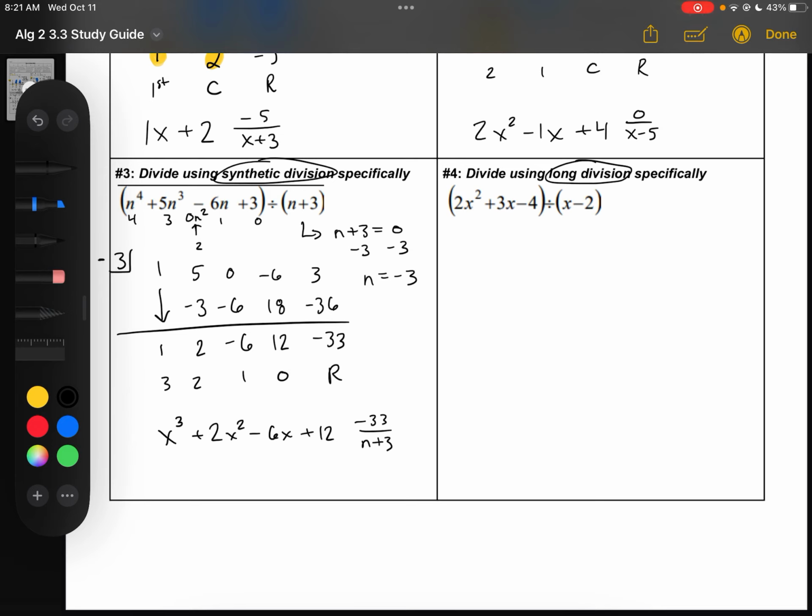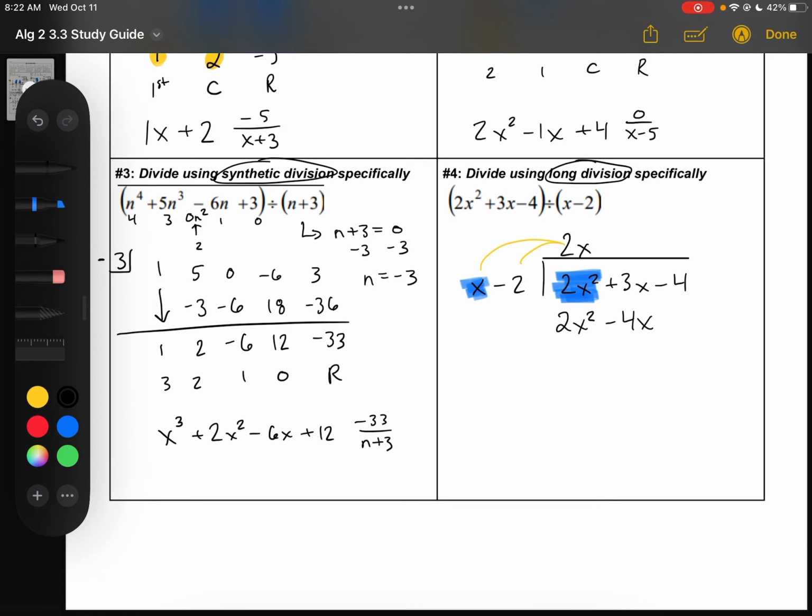For our last question, we specifically must use long division, so set it up the old-fashioned way. We're going to have x minus 2 on the outside, and then 2x squared plus 3x minus 4. And our job here is to make this term match this term exactly. So almost like when we were doing elimination of systems of equations, we want this to exactly match. So x times what gets us 2x squared? So 2x. And what we're going to do is distribute this 2x into each of our terms here. So 2x times x is 2x squared. 2x times negative 2 is negative 4x.